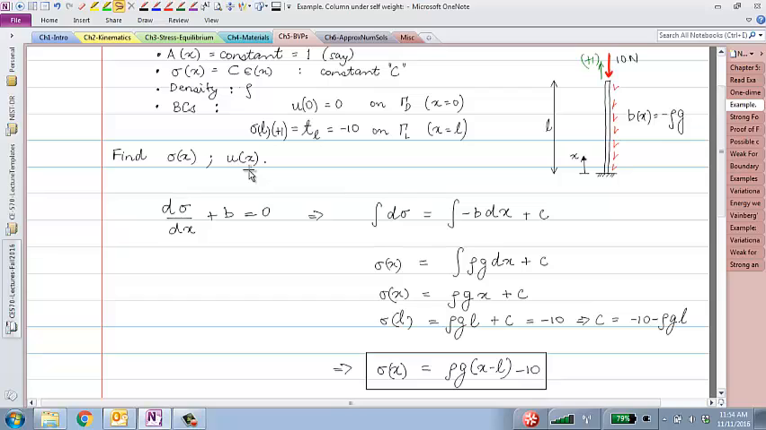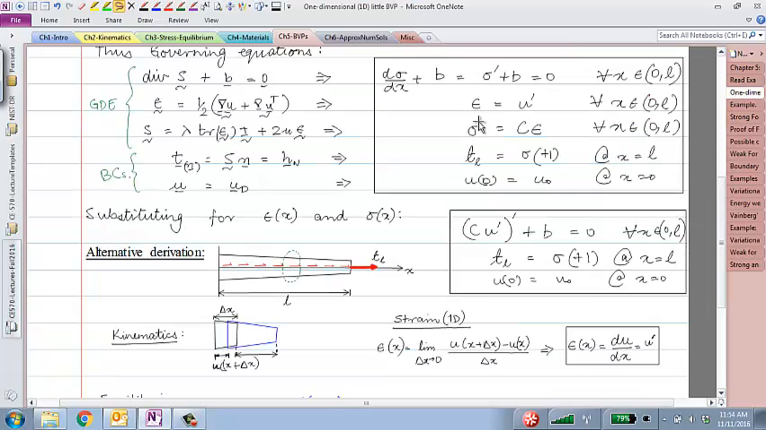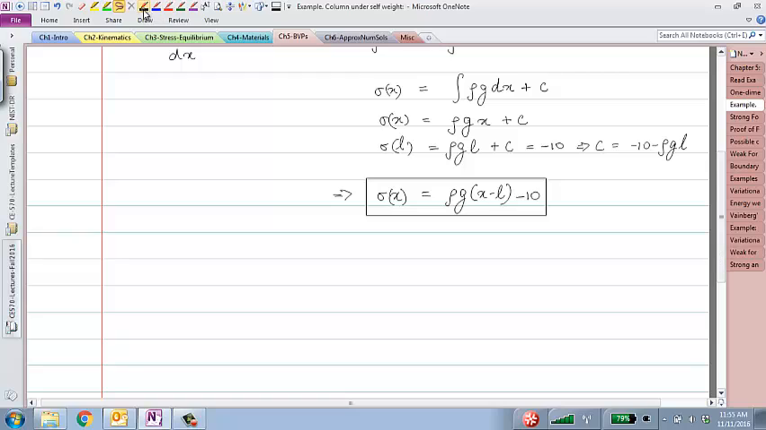Divide by C and integrate it. Why is that? That's right. If you go back to the previous page, you can see that stress is equal to C times epsilon. Epsilon is U prime, so stress is equal to C times U prime, right? I'll just use the definition of stress. Stress is equal to C times U prime, which implies C times du dx is equal to rho g x minus L minus 10.